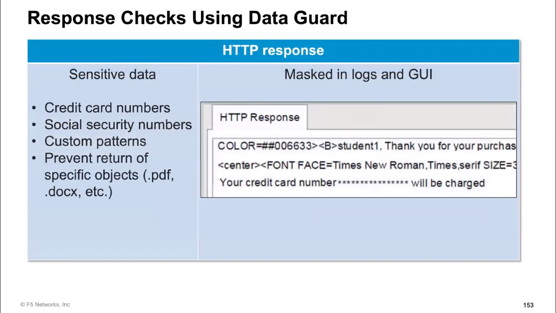Now, another feature of rapid deployment is what we call data guard. Data guard allows us to scrub sensitive data in the response. So in other words, I can mask credit card numbers. I can also mask custom patterns. I think, Paul, you guys in Canada don't use Social Security numbers. I think you use employee IDs, right? So you want to create a custom pattern for your environment.